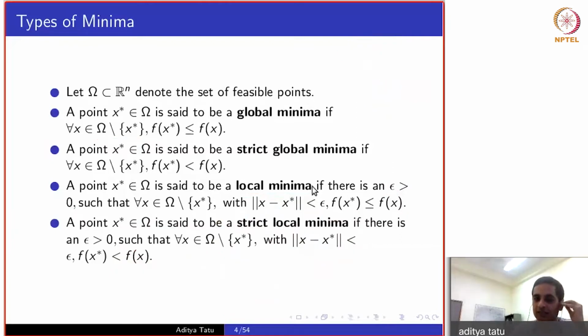Refine this definition and you get what is called a strict local minima. The only difference is that in the previous case, all other points can have the same value as f of x star. For a strict local minima, that is not allowed. All other points in the neighborhood must have function values strictly greater. That's the difference between strict and non-strict, and apart from that there is no other difference.